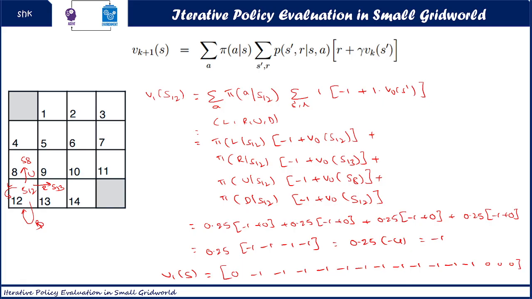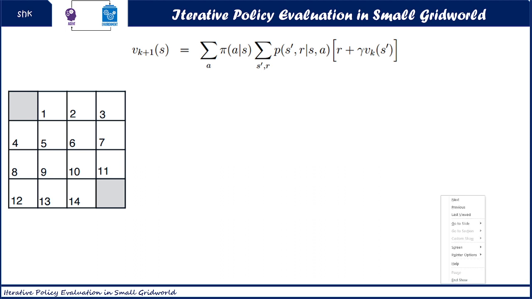Now we will move to S13 state for finding out the value function. So we will write V1 of S13, when we are in S13 state. Now if we take left action, we fall into S12 state. For right action, S14 state. For up action, S9 state. For down action, we are going to fall into the same state as we don't have any more state on the downside.